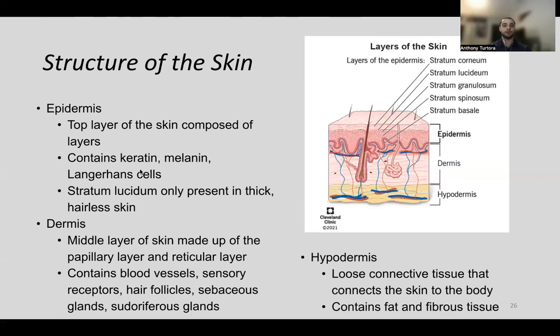Also going back to the epidermis, so keratin, I wanted to mention what the function of these are. So keratin is what helps make the skin waterproof. And melanin prevents against UV damage to underlying tissues. Langerhans cells, they're present in the stratum spinosum actually, and they're part of the non-specific immune system.